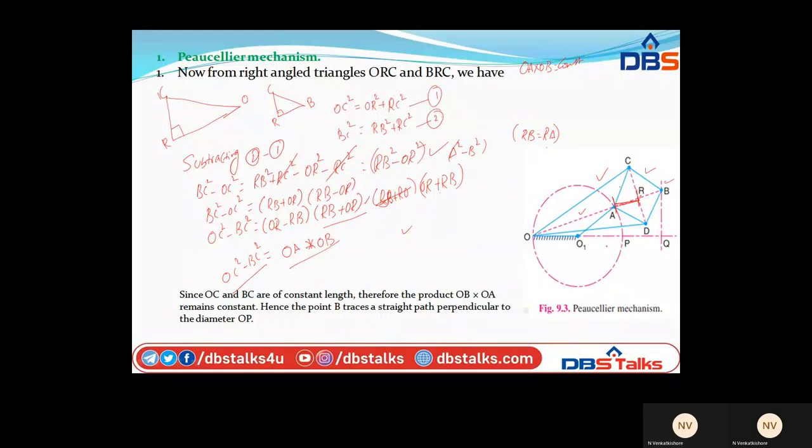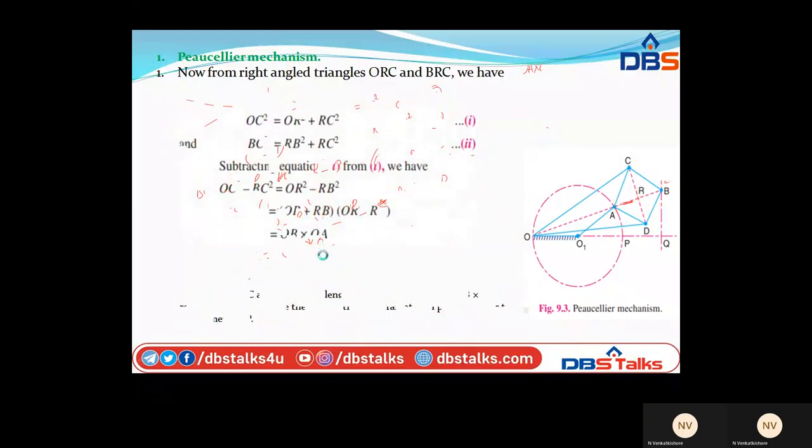So this is a very simple way. Firstly, in a particular mechanism, just write the number of links available, what the equal lengths of links are, and which are the turning pairs and which are the fixed pairs. Then, to get OA into OB constant, derive some relation by analyzing the triangles. These two triangles are similar triangles, OCR and BRC. When we solve these two, finally we get that the relation between OA and OB is always constant. Then coming to the next mechanism.